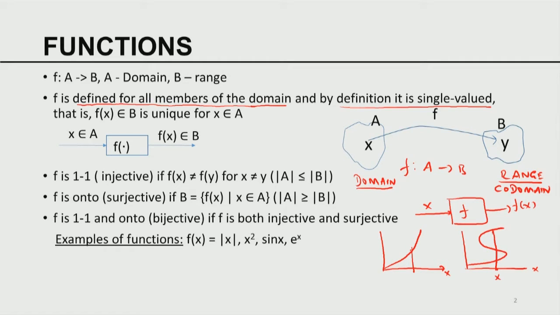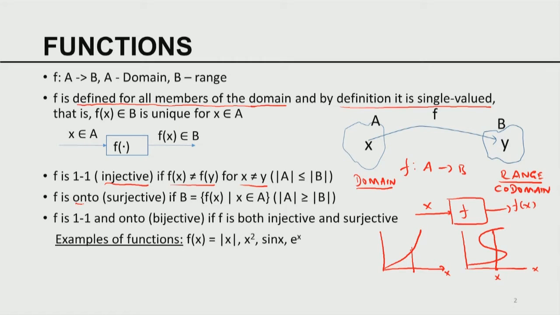Now there are special classes of functions, just as there are special classes of matrices. F is called 1 to 1, or injective. What does it mean? If x is not equal to y, f of x is not equal to f of y. That means distinct points are mapped into distinct points in the range. For example, y is equal to x square. So distinct values of x have distinct values of y. So that's what's called injective.